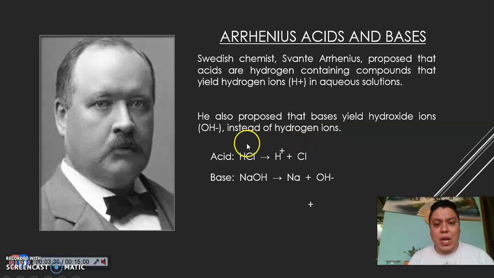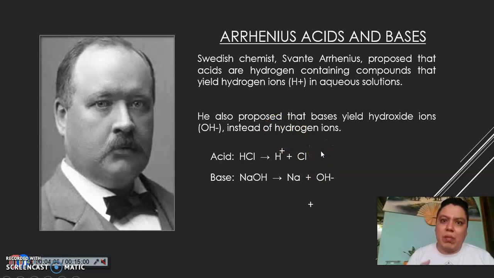So, we have an example over here. We have hydrochloric acid. In a decomposition reaction, it quite simply produces hydrogen ions and chlorine, which is according to what Arrhenius predicted. And an example of a base, which is sodium hydroxide, when it decomposes, it produces sodium and hydroxide, just like how Arrhenius predicted it would happen.